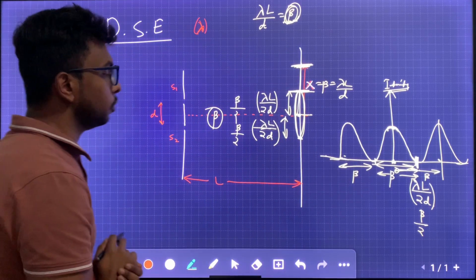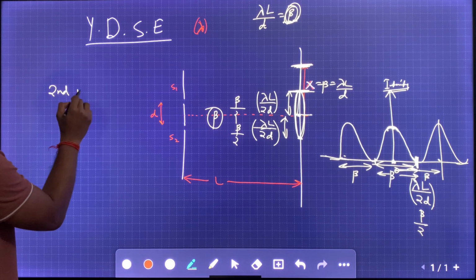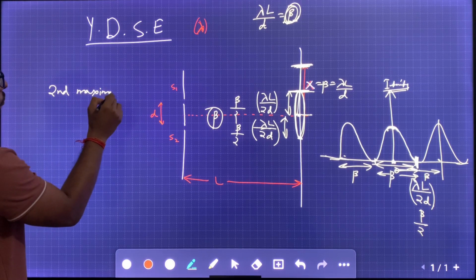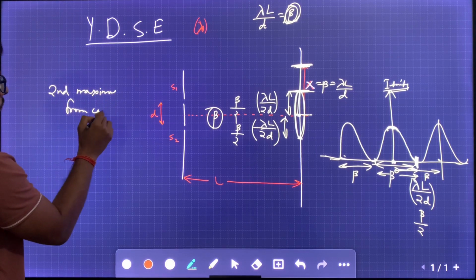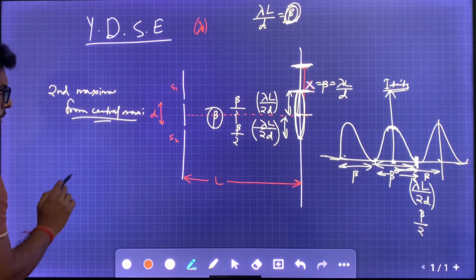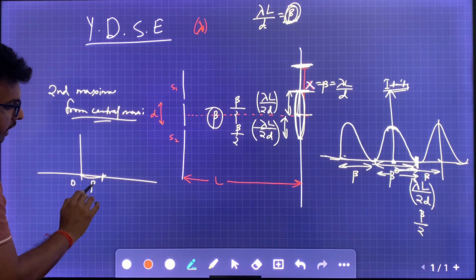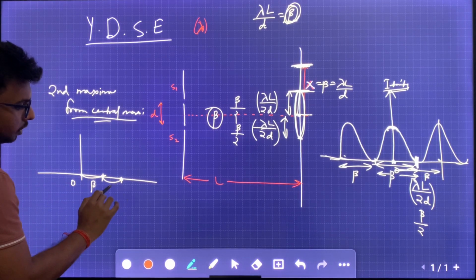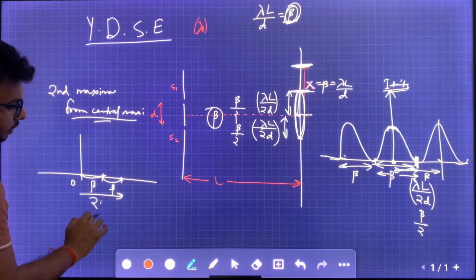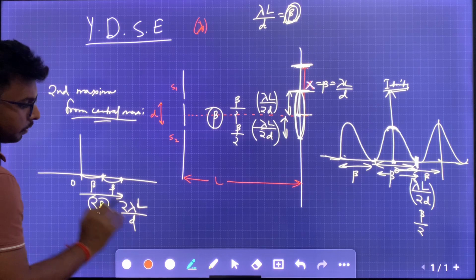So if someone asks you, let's say in this situation, what is the location of the second maxima? Second maxima from central maxima. Draw a line. This is 0. This is the central maxima. First maxima again will come at a distance beta. Second maxima will come at a distance beta again. So what is the distance of the second maxima? 2 beta. That is 2 lambda L by d.